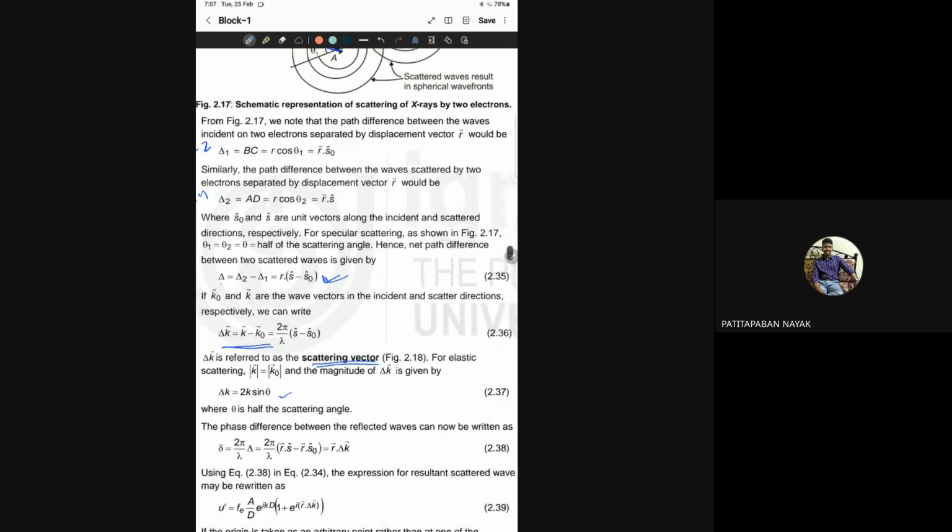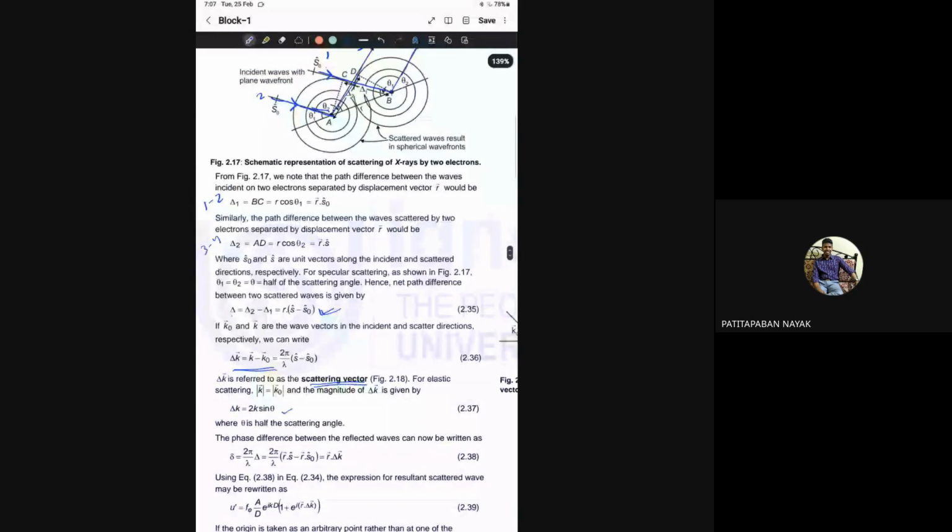So if we substitute that, we get delta k, which is called the scattering vector. So delta k will be equal to 2k sine theta. All right. And the phase difference between the reflected waves can now be written as 2 pi times delta, which is basically equal to r dot delta k.